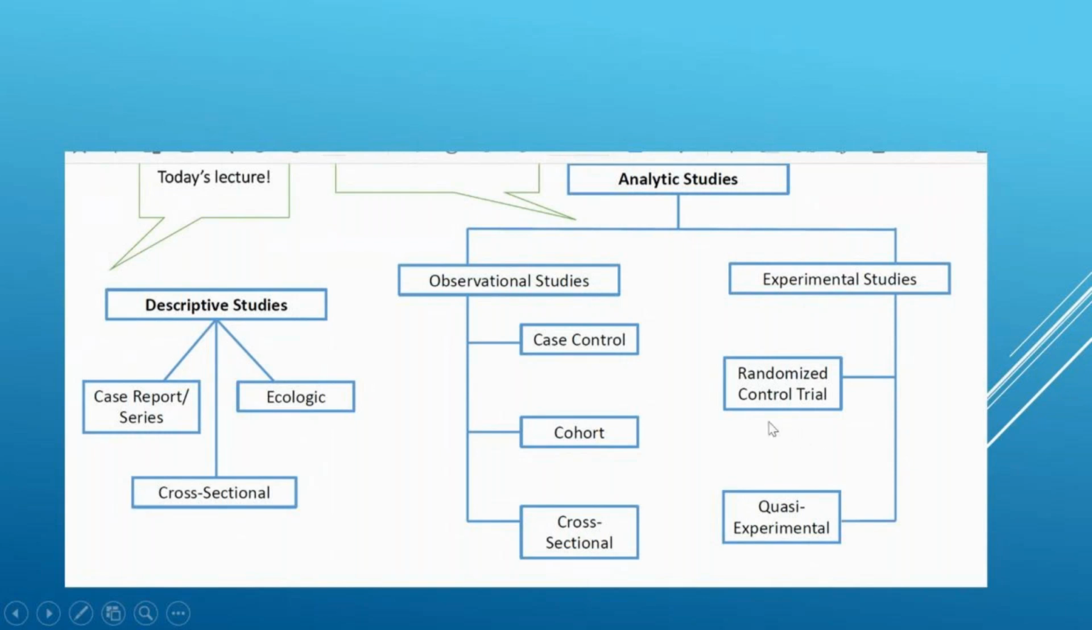Experimental studies, like I said, are randomized controlled trials, or we can do quasi-experimental studies. The difference is that in one we are randomizing the subjects, the population, but the other is done without randomizing the population.